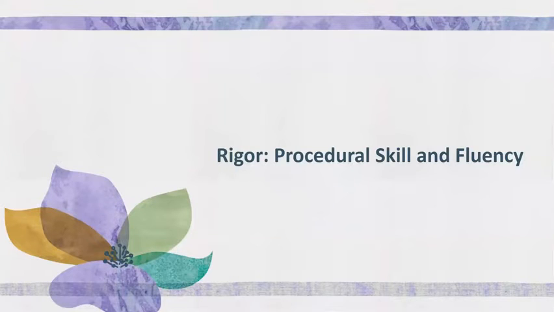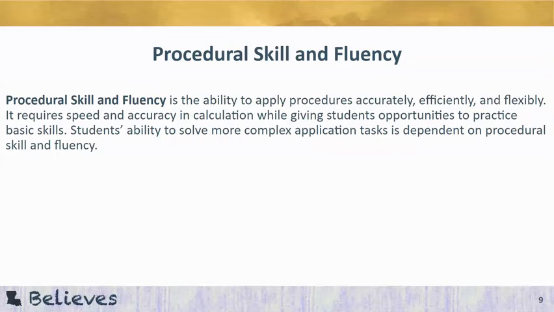The next element of rigor we will look at is procedural skill and fluency. Procedural skill and fluency is the ability to apply procedures accurately, efficiently, and flexibly. It requires speed and accuracy in calculation while giving students opportunities to practice basic skills. Students' ability to solve more complex application tasks is dependent on procedural skill and fluency.